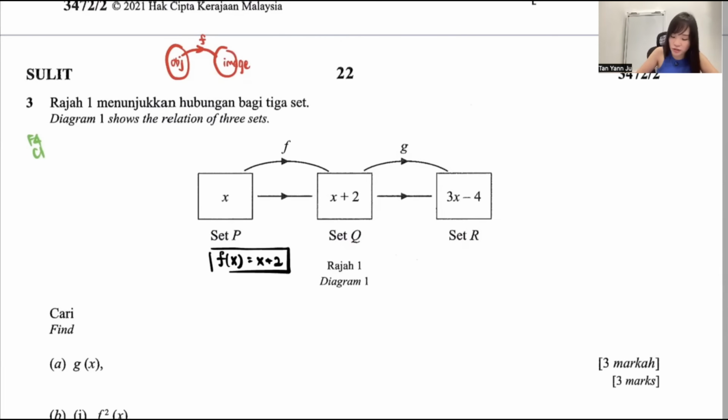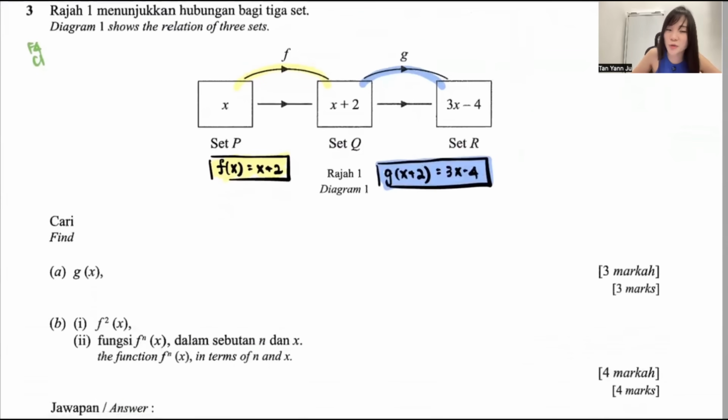The one I wrote is based on this yellow one. Then how about this blue one? This blue one needs another equation. The starting of it is not x anymore, it's x plus 2. So inside the bracket it will be x plus 2. Then x plus 2 passes through g, and after passing through g it becomes 3x minus 4. So you must be able to write these two equations out to start.